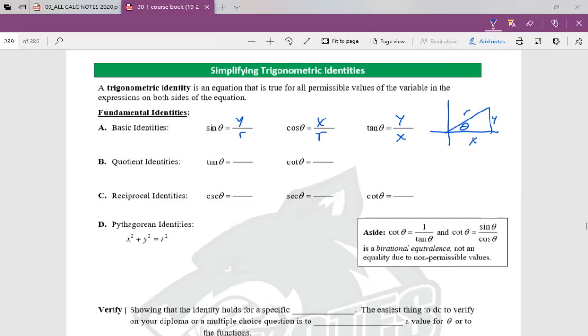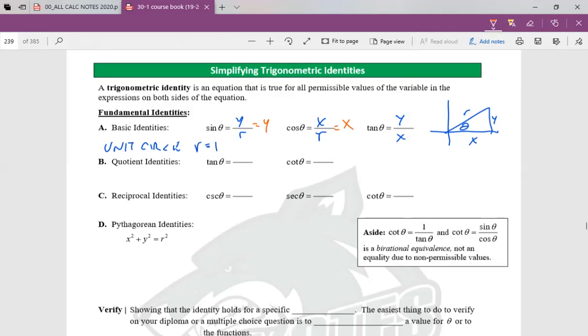When we have our unit circle, when r is equal to 1, then sine theta will equal just y, right? And then cosine theta will just equal x when r is 1. And that comes in handy.